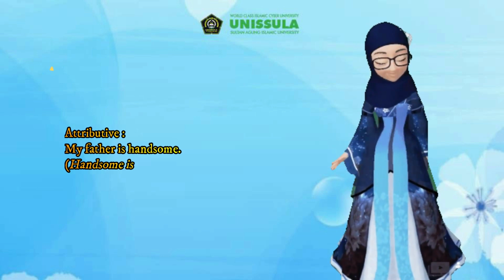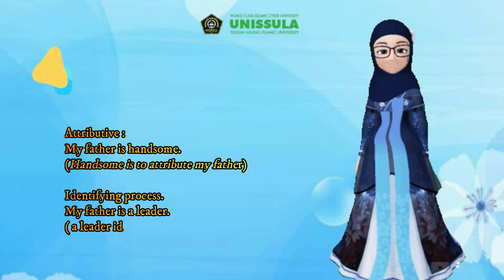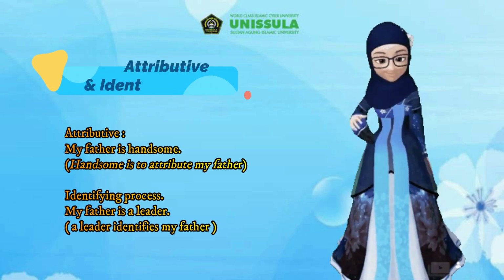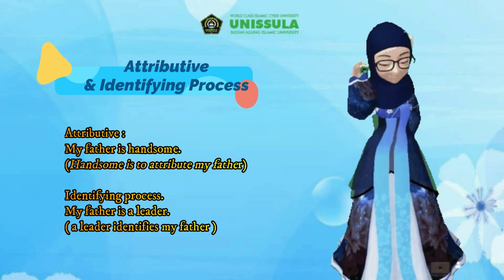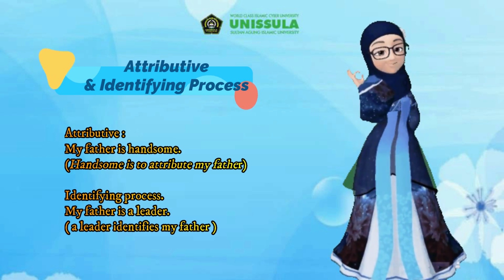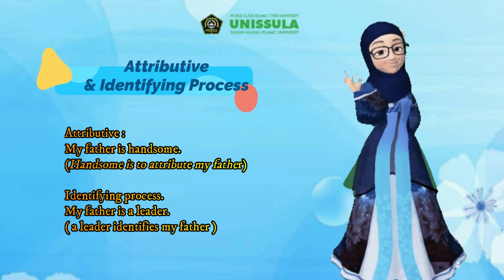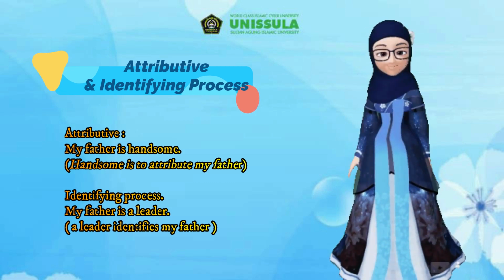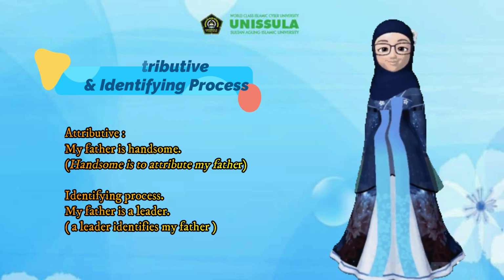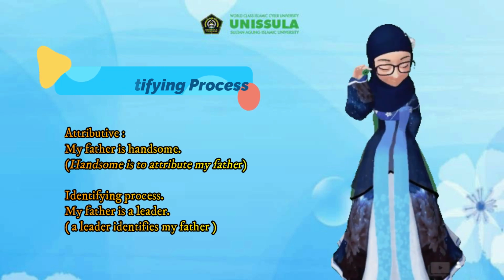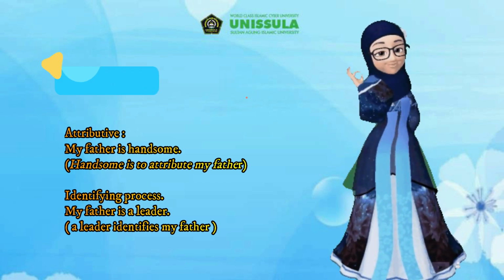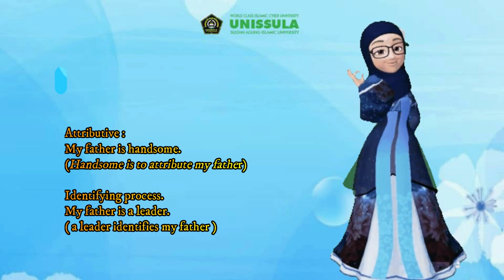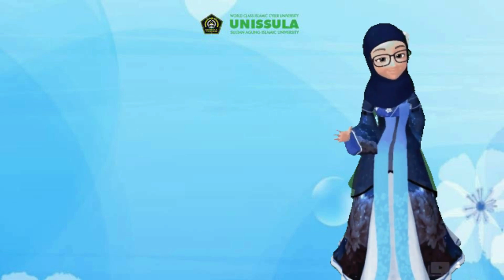And then for the attributive and identifying process here, you have to compare. For example, the attributive here: my father is handsome. This is the attributive. Handsome here attributes my father, that my father is handsome. And then for the identifying process here, for example, my father is a leader. So it means here the process of identifying my father, that my father is a leader. Okay, this is about identifying process and attributive.